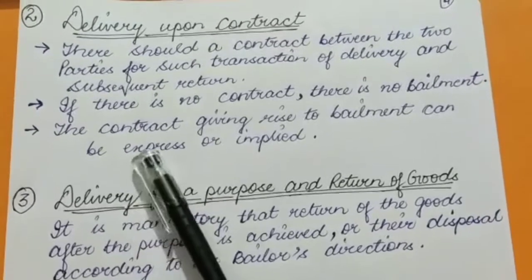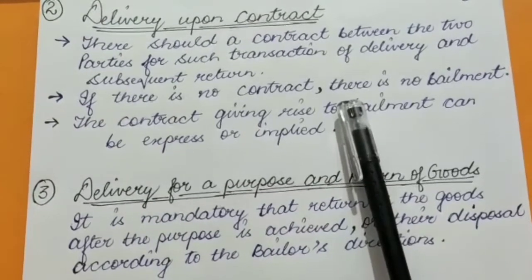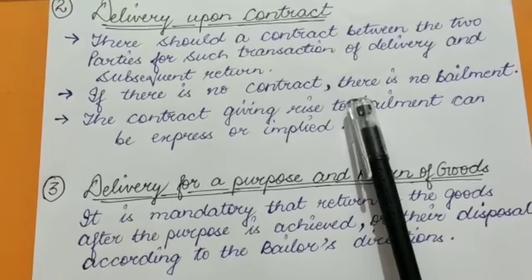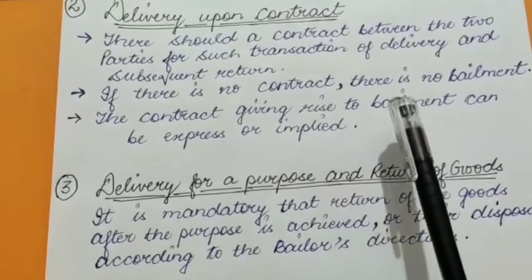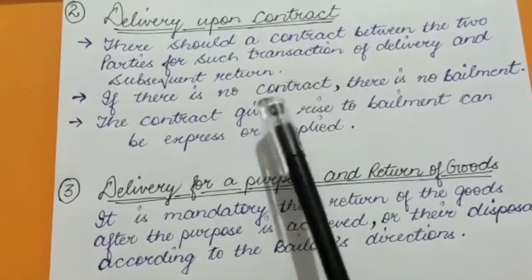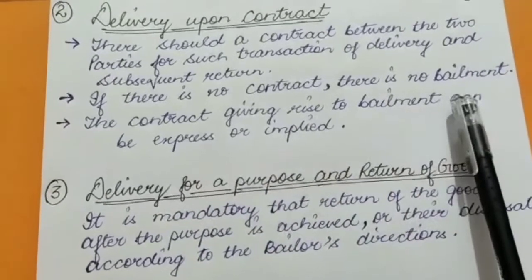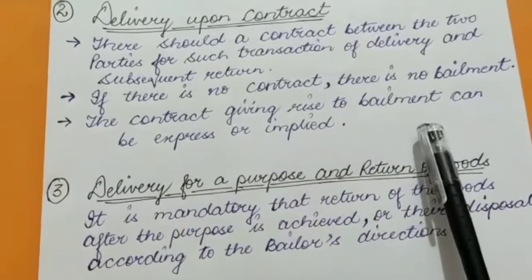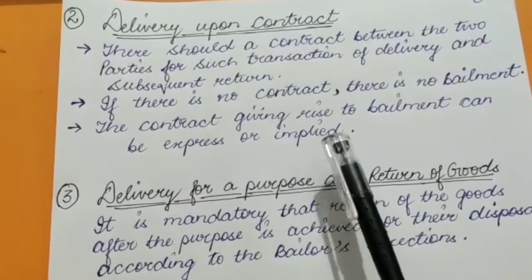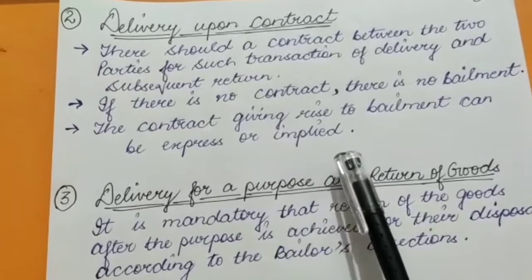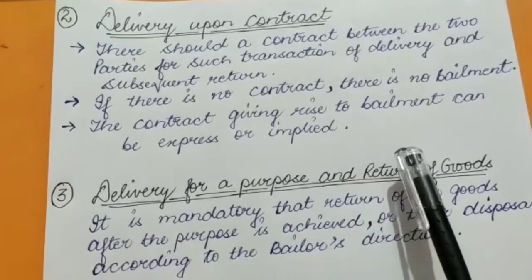So, second essential is delivery upon contract. It is essential that the goods are delivered to the bailee and returned to the bailor when the purpose is accomplished, upon a contract. This means that there should be a contract between the two parties for such transaction of delivery and subsequent return. If there is no contract, there is no bailment. The contract giving rise to bailment can be express or implied. Here there is one exception also. A finder of goods is treated as a bailee even if there is no contract of bailment or delivery of goods under a contract.